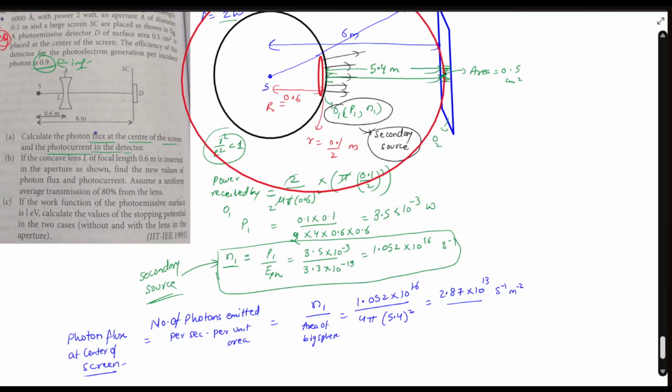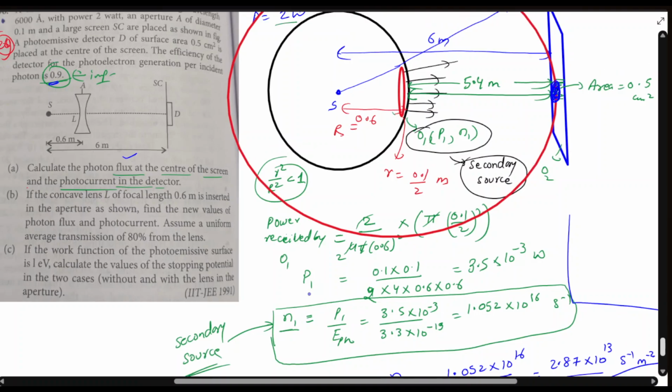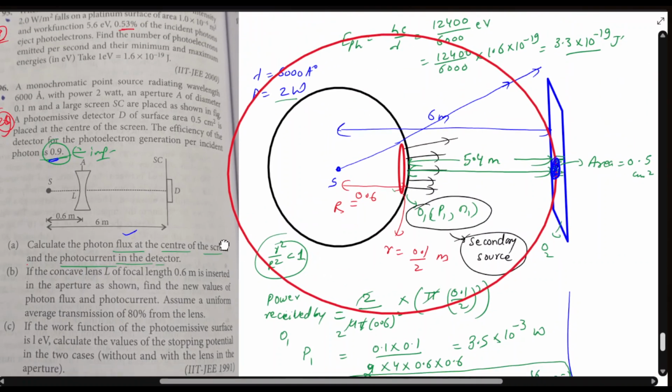Now we get our photon flux. Now we have to find our photocurrent. Now photocurrent, look at this area: if we get how many photons are received by this detector, the number of electrons we can find by multiplying by 0.9, right? So now I will write here. Let me zoom in, let me move like this.